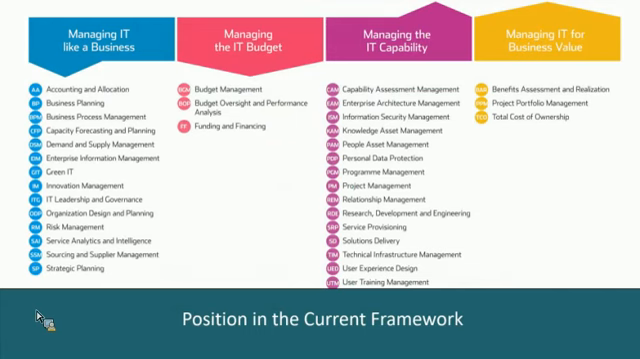And where do they fall within the framework itself? Well, program management and project management fall within the managing the IT capability macro capability. And project portfolio management falls under managing IT for business value, under that macro capability, which is exactly where you would expect these critical capabilities to appear. It is about managing IT capability within the organization, and it is about driving value back to the business.